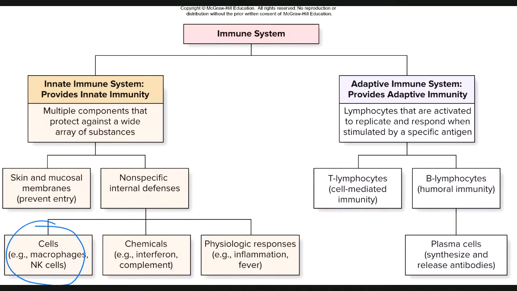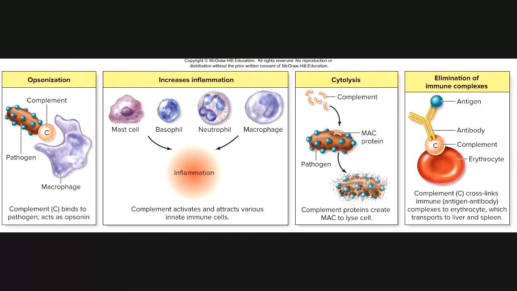We're now going to look at some chemical processes that happen, and then lastly we'll look at physiological responses. But we're still talking about non-specific events here. So let's look at the chemicals. There are several chemicals involved in the non-specific internal defenses, for example, our complement system. The complement system is summarized in this table right here.